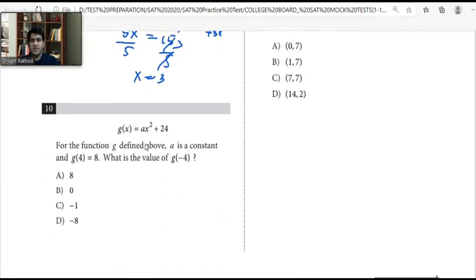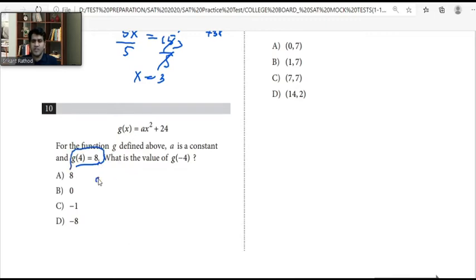g of x is equal to ax squared plus 24. For the function g defined above, a is a constant and g of 4 is 8. What is the value of g of negative 4? So a is a constant. First solve for a by making use of this expression.